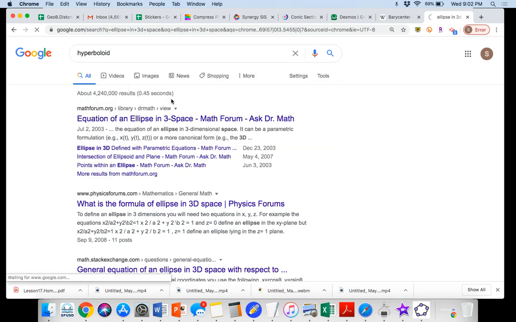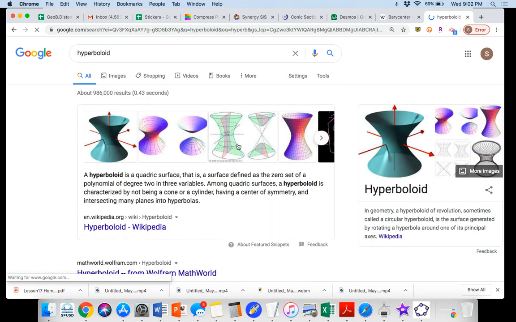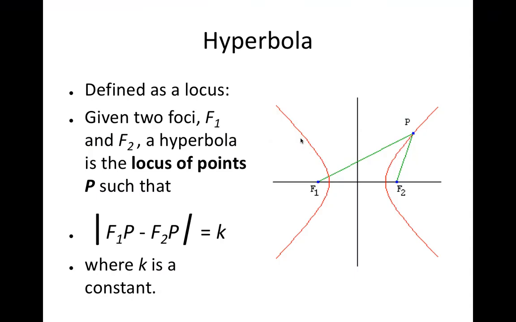Hyperboloid, let's see what we got here. Yeah, there's a hyperboloid right there. This is a design that you see quite a bit of. I'm trying to think of where I see that design. But anyway, this is a hyperbola, so this will be in just one plane here.